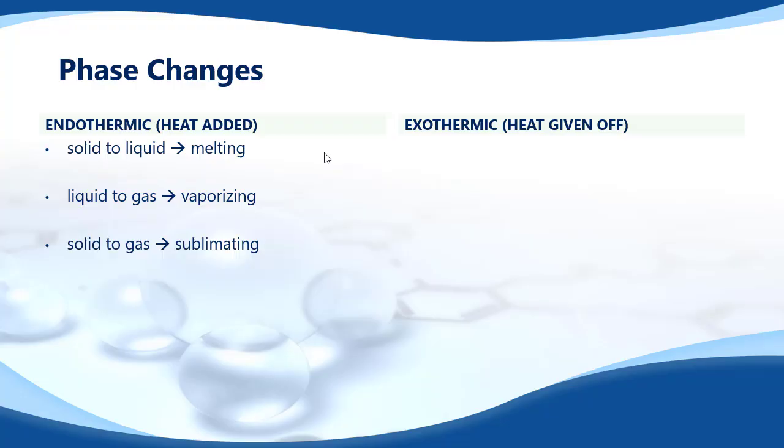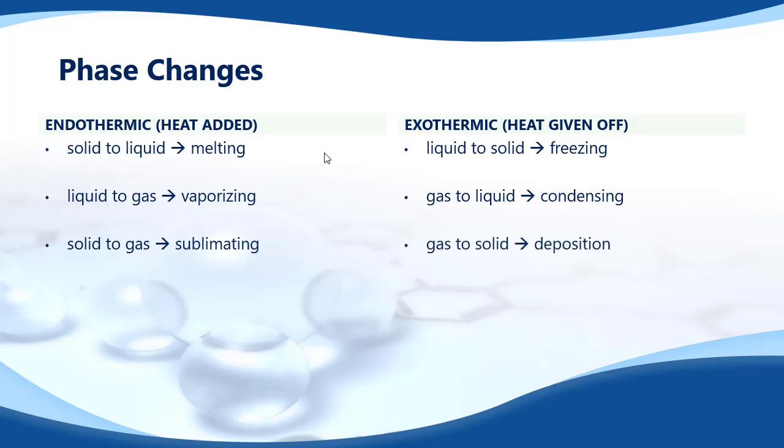The exothermic phase changes. If I want to go from liquid to solid, it's not melting, it's freezing. If I want to go from gas to liquid, that's condensation or condensing. And if I want to go from gas to solid, that's called deposition. Right? So these are our 6 phase changes based on whether we have to add energy in or we get energy out.